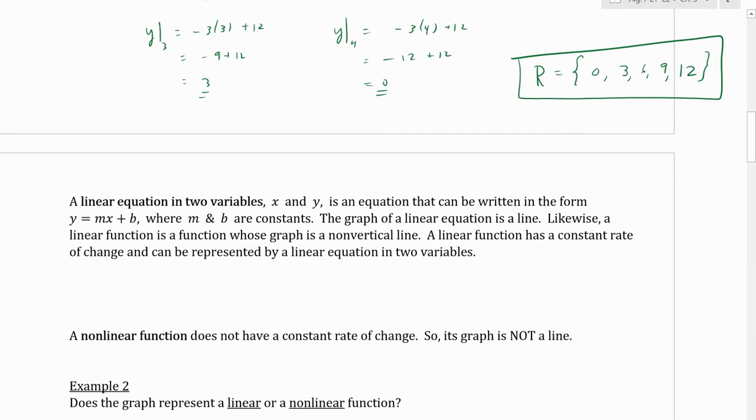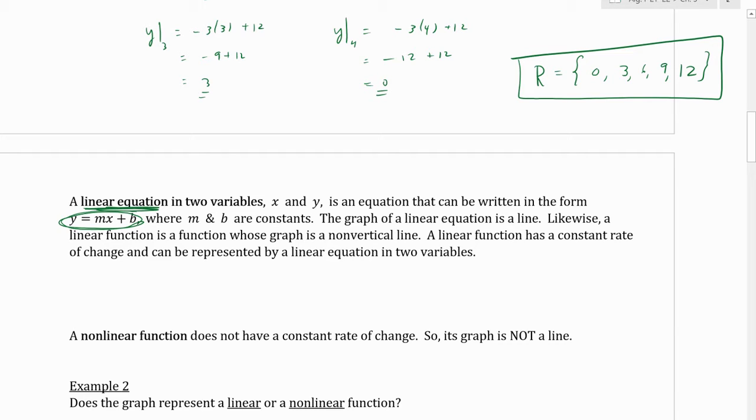Okay. All right. A linear equation in 2 variables, x and y, is an equation that can be written in the form y equals mx plus b, where m and b are constants. So this is a linear equation if you can make it look like y equals mx plus b, which tomorrow we'll talk more about what y equals mx plus b means. But if you can convert a line into that form, it's a linear equation.